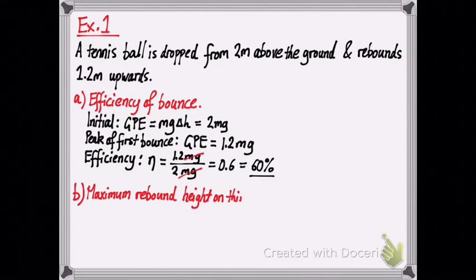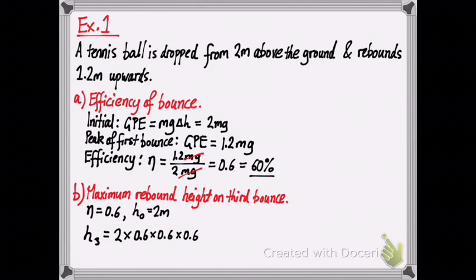Once we know the efficiency, we can work out, let's say, the maximum rebound height on the third bounce. We have an efficiency of 0.6 and an initial height of 2 meters. We saw from the previous problem that the height of the ball is only dependent on the gravitational potential energy, and the resulting gravitational potential energy is only dependent on the efficiency. So the height for three bounces would just be the initial height multiplied by the efficiency 3 times. And this would just give us 2 times 0.6 to the power of 3.